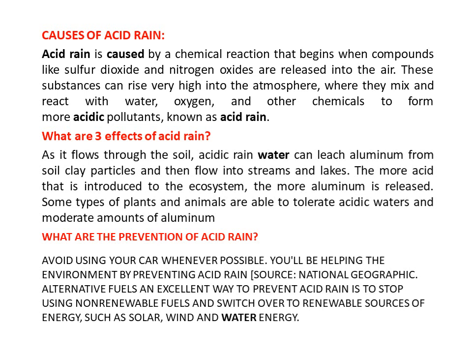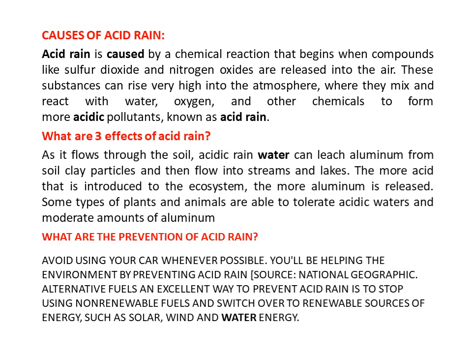What are three effects of acid rain? As it flows through the soil, acidic rainwater can leach aluminium from soil clay particles and then flow into streams and lakes. The more acid that is introduced to the ecosystem, the more aluminium is released. Some types of plants and animals are able to tolerate acidic waters and moderate amounts of aluminium.